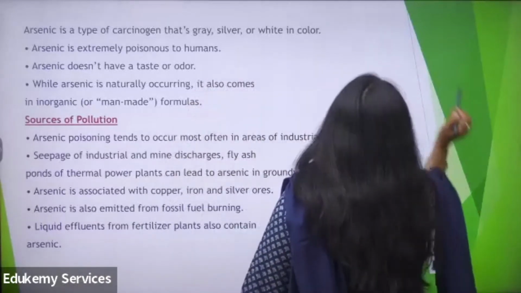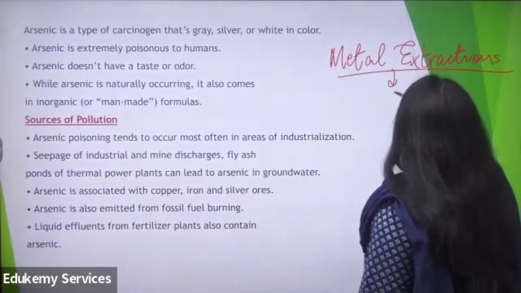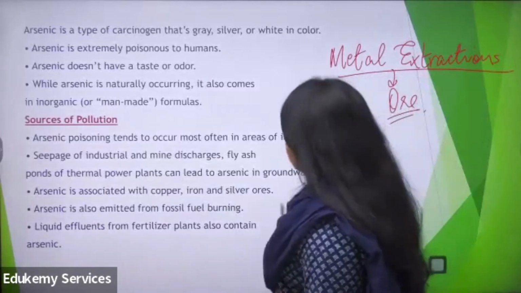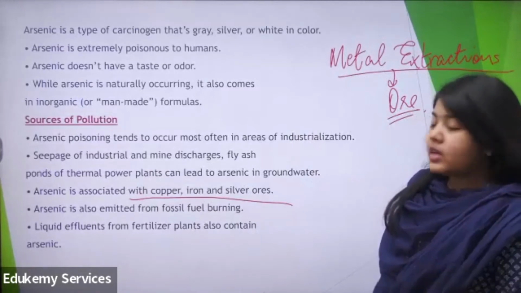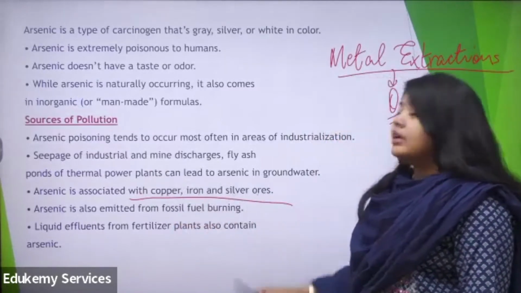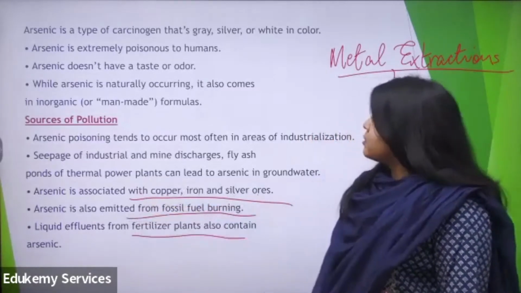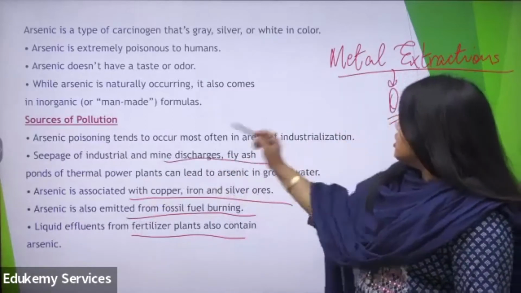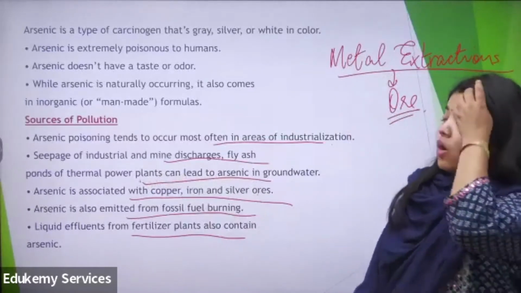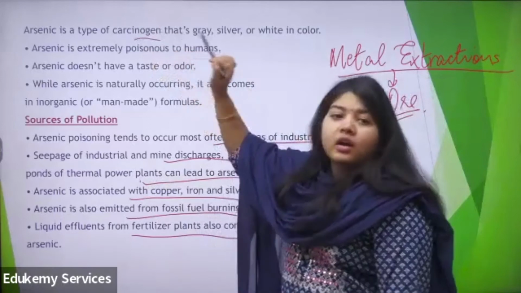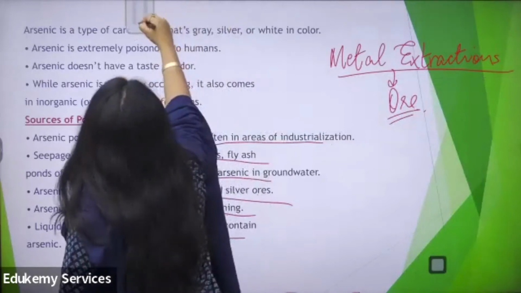Whenever I have metal extraction from ores, this also leads to arsenic pollution. So what are the different ores associated with arsenic pollution? It is copper, iron and silver ores, and also fossil fuel burning, then fertilizer plants, fly ash, industrialization, thermal power plants. These are the major sources. What are the basic properties? It is a carcinogen. What do I understand by carcinogen? Carcinogen means it is cancer causing.